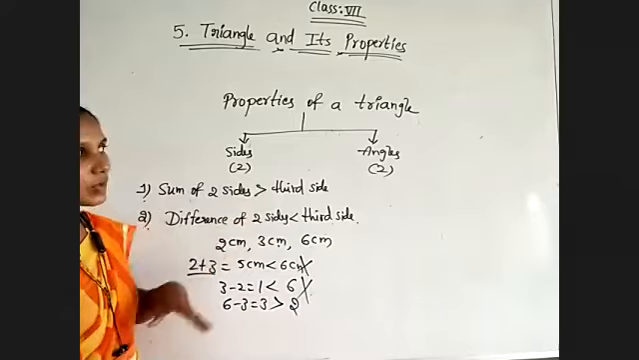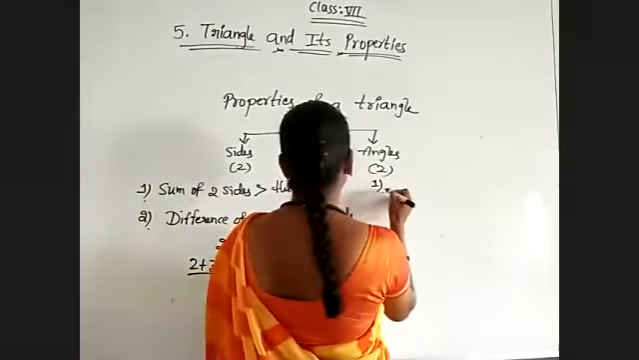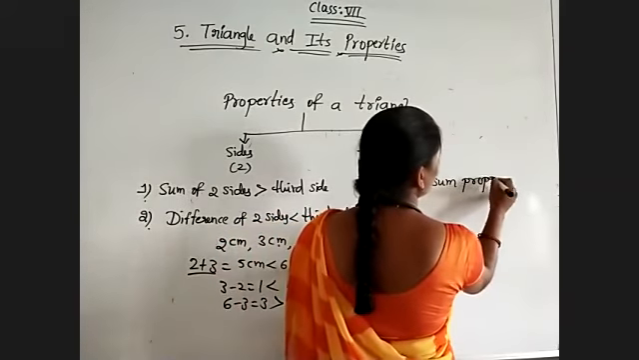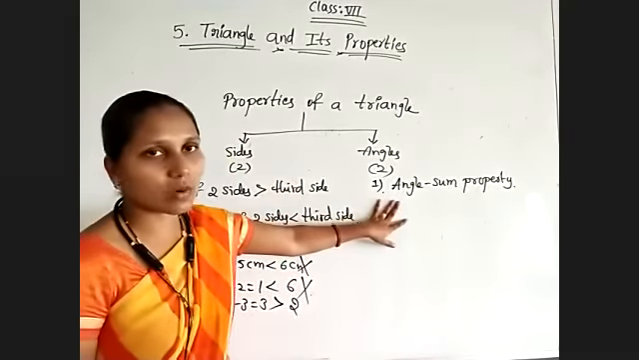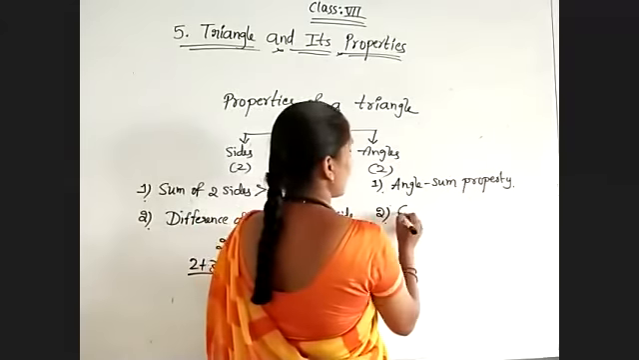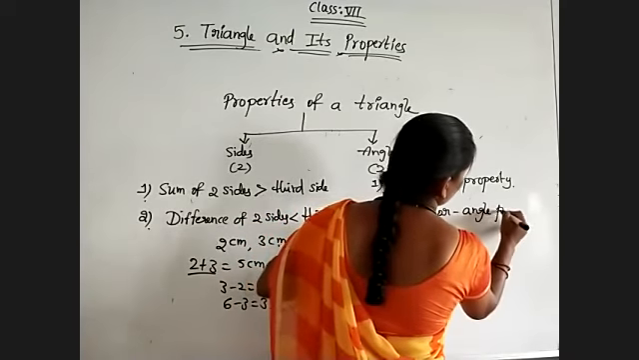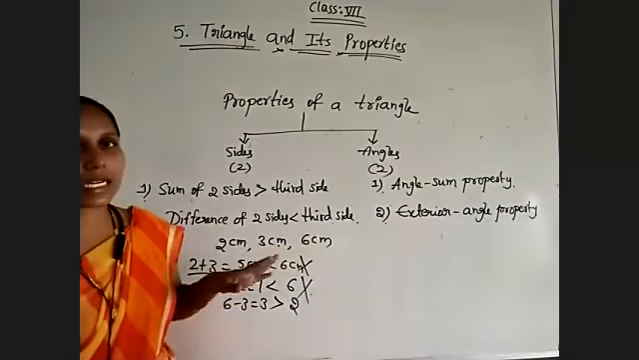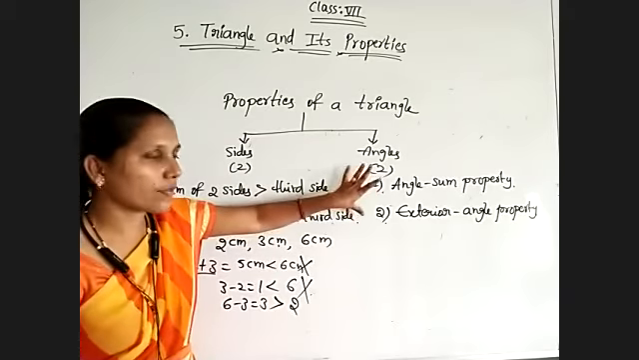Okay, and coming to the second, depending on angles, we have two types of properties. First one is angle sum property. It is for only interior angles. The sum of the three interior angles of a triangle must be equal to 180 degrees. That is angle sum property. And secondly, we have exterior angle property. Just before we have finished, the exterior angle of a triangle will be equal to the sum of two opposite interior angles.